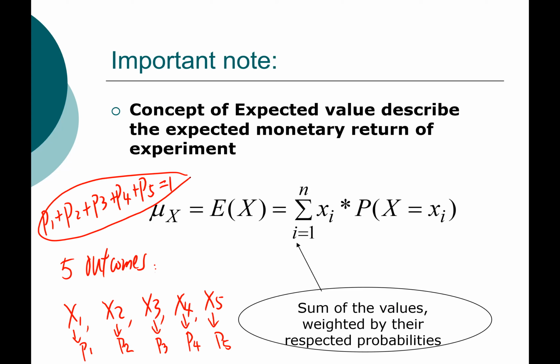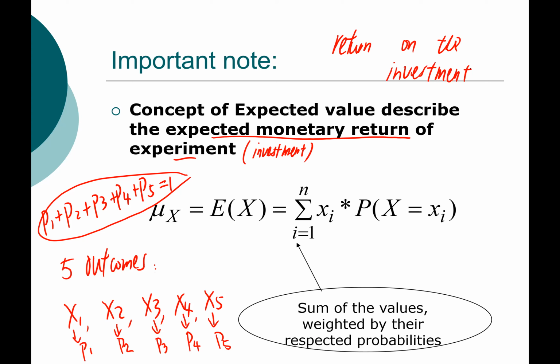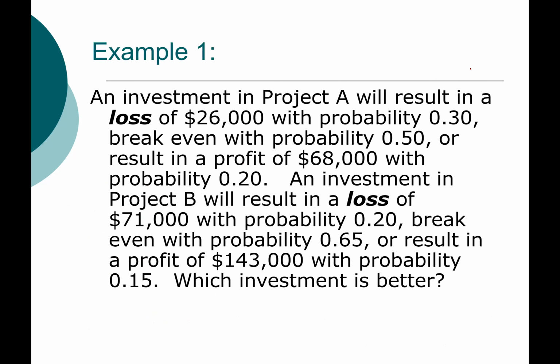So expected value describes the expected monetary return of the experiment. Typically, we're talking about investment. So return on investment, right? It's a very familiar term. Return on the investment. And we're going to look into that, see how we calculate the return on investment using the expected value formula. So let's look at this.